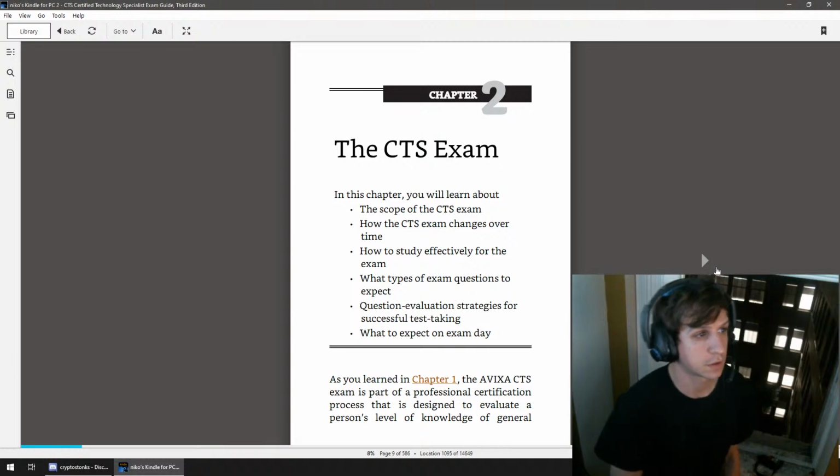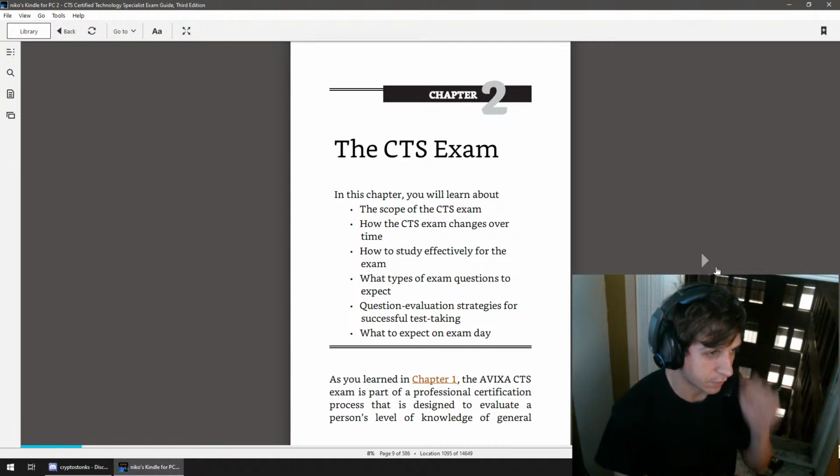Chapter 2, the CTS exam. In this chapter, you will learn about the scope of the CTS exam, how the CTS exam changes over time, how to study effectively for the exam, what types of exam questions to expect, question evaluation strategies for successful test taking, and what to expect on exam day.